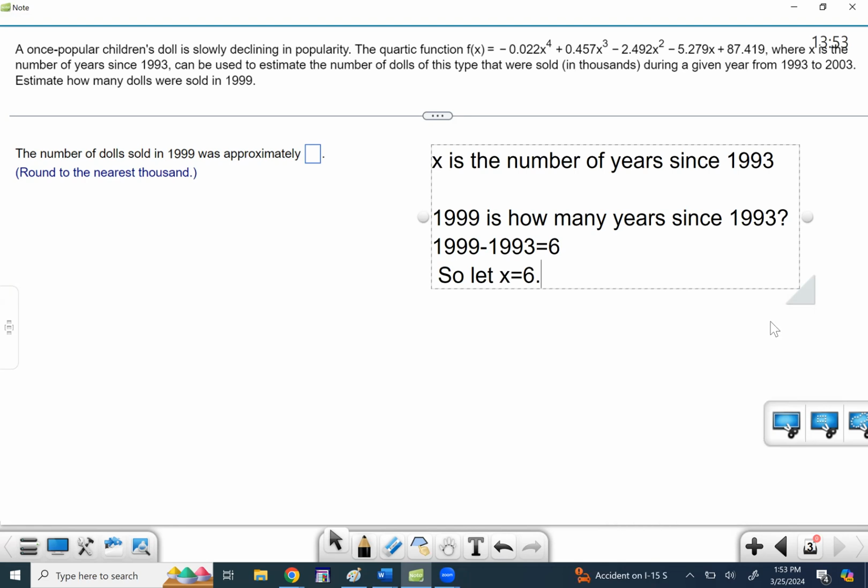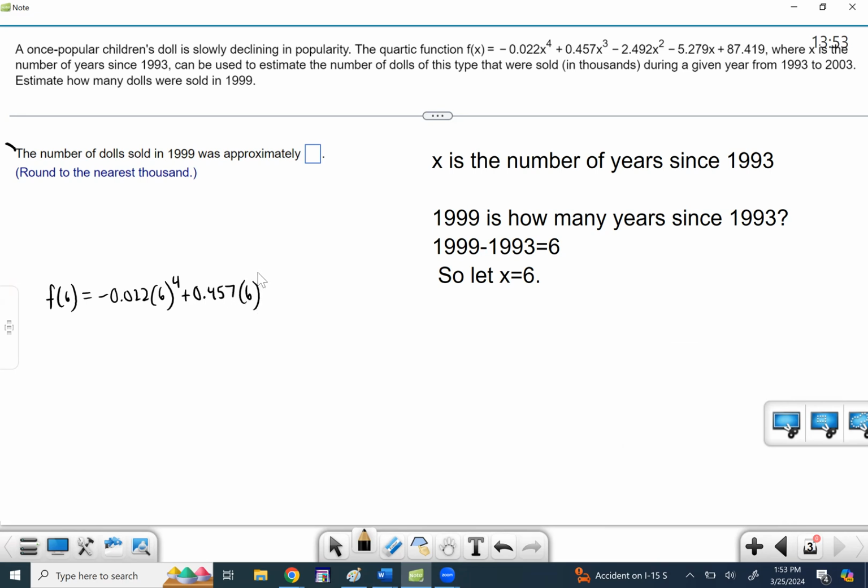Once you figure out that X has to be 6, it's just a matter of having the calculator and substituting this in, right? So we're going to go ahead and put a 6 in. We're going to find f of 6. So this is what we're going to put in the calculator. Couldn't have given you an uglier function here, huh? That was ugly. I guess when you do real life problems, they are pretty ugly. Okay, so that's what we're going to substitute into the calculator.